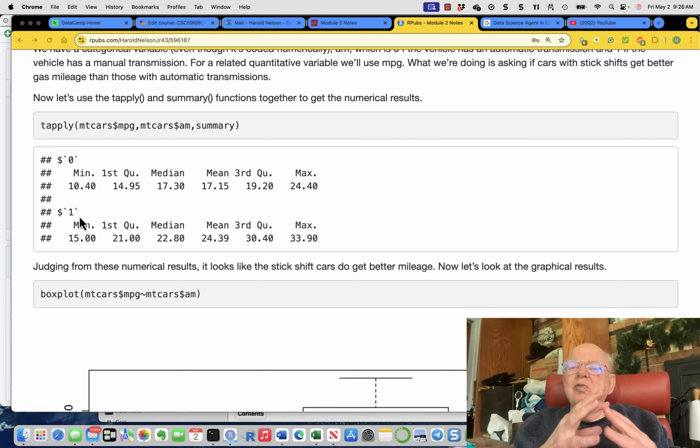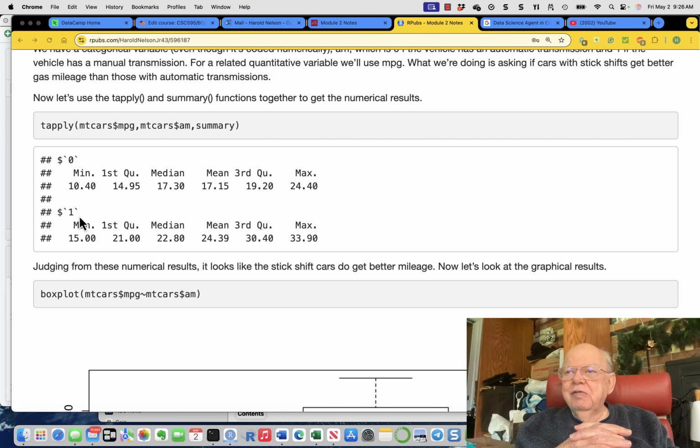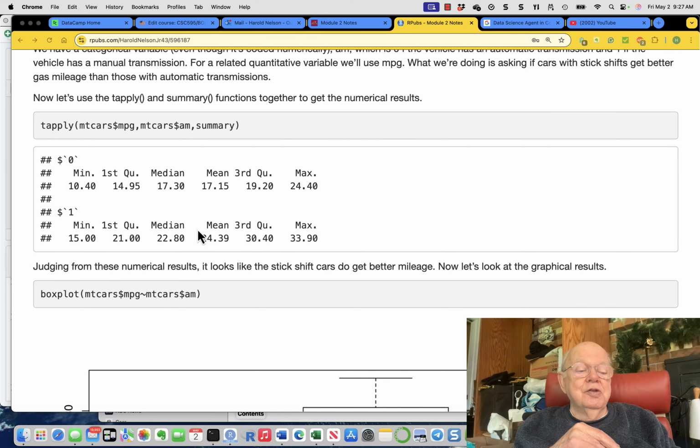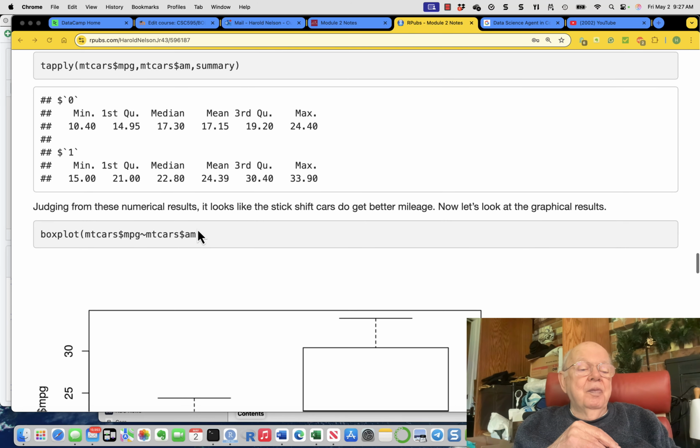To do an honest look at what the transmission does, you have to somehow take a bunch of different models of cars which are exactly the same in every respect, weight, engine displacement, everything, and try a stick shift version and an automatic version. But that was not the way this was done. This is just observational data. So this is the numerical way to look at a relationship between a categorical and a quantitative variable.